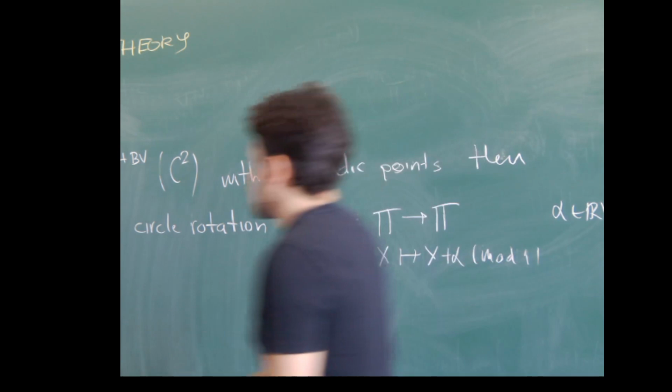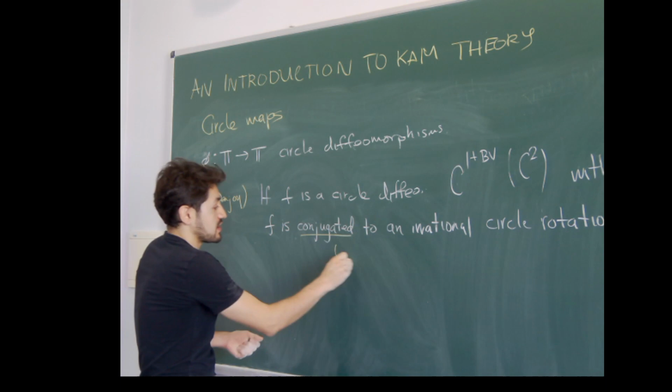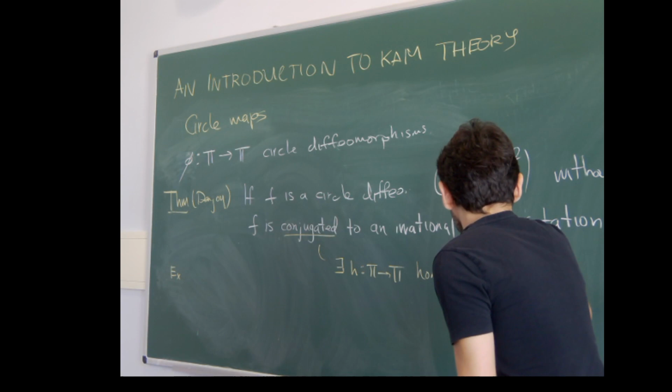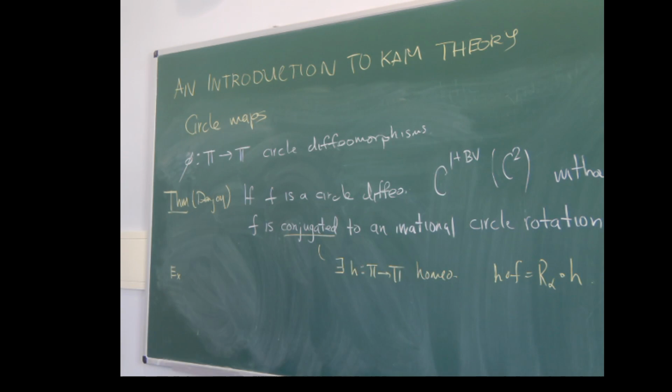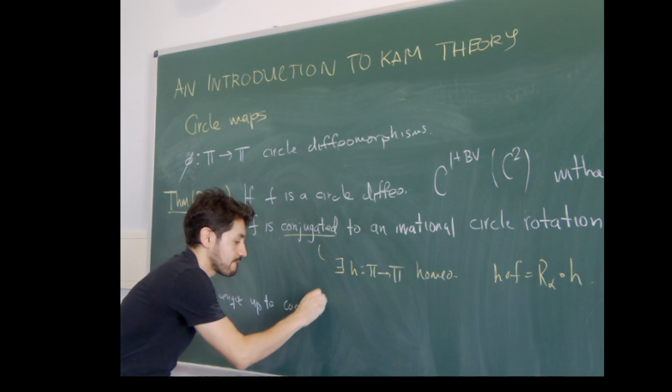So one can show, it's an exercise. So sorry, what do I mean by conjugated? I should have said this. It means that there exists some map H, a homeomorphism, which verifies the following: H composed with F is equal to R alpha composed with H. Okay. So one can check that this conjugacy is unique up to composition with a rotation.